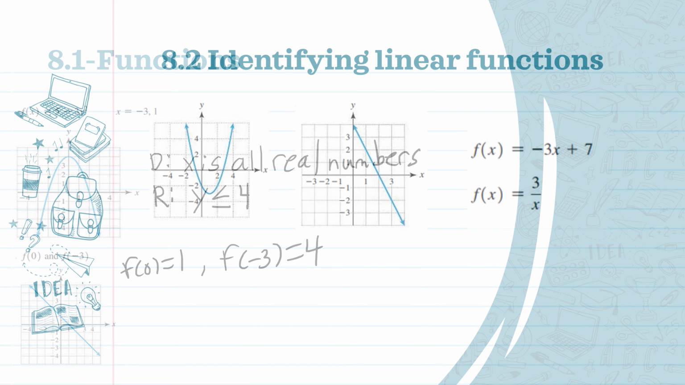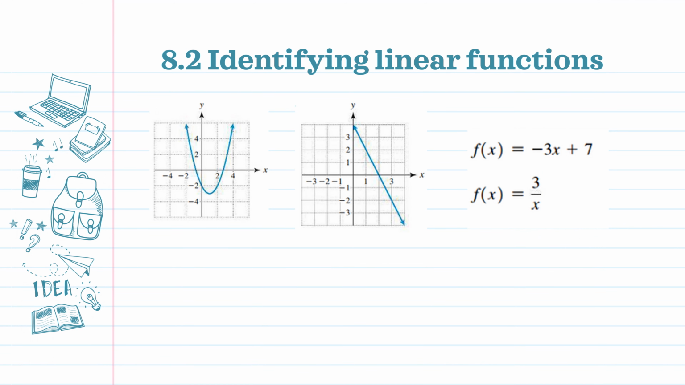And if we look at section 8.2, identifying linear functions, as I mentioned in the content video, how do you know if something's linear or not? What does linear mean? It's a line. So if I look at this function here, this is not a line. It's curved. So this is not linear. If I look at this, I have a straight line going like that. Well, that means it is linear.